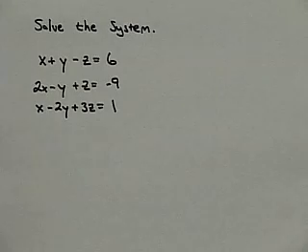Let's now take a look at a system that uses 3 variables. Here we're asked to solve the following system. We have x plus y minus z equals 6, 2x minus y plus z equals -9, x minus 2y plus 3z equals 1. Now we're going to write an augmented matrix.